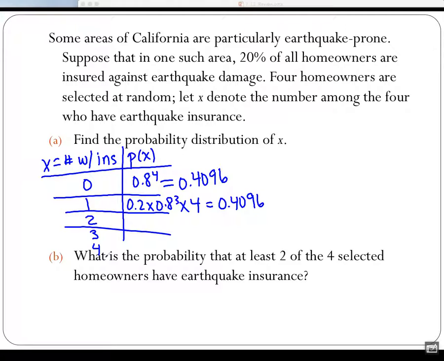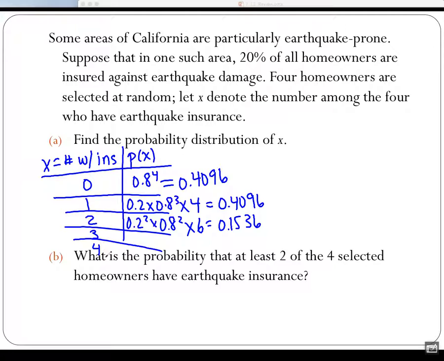Okay, so this one, 2 people have insurance. So that's 0.2 squared. And then 2 people do not have insurance, so that's 0.8 squared. And then we have to multiply by how many ways it can happen. The 2 people who have insurance can be the first and the second, the first and the third, the first and the fourth, second and third, second and fourth, third and fourth. So there's 6 ways that can happen. What is that? 0.1536.